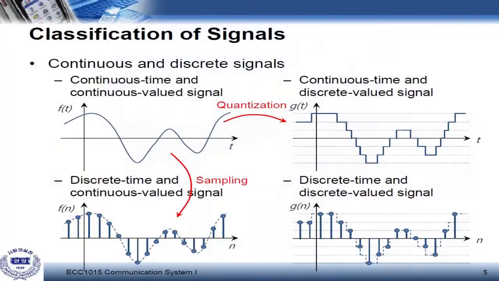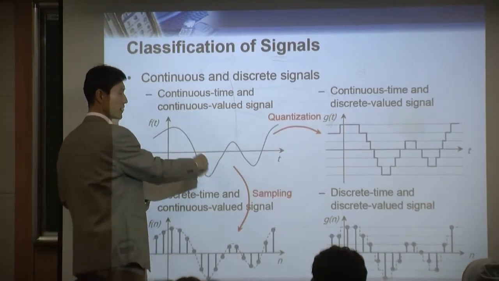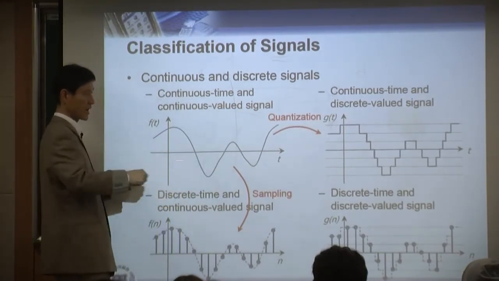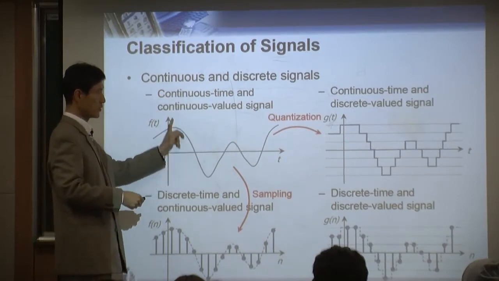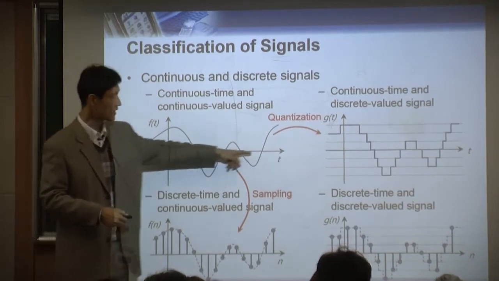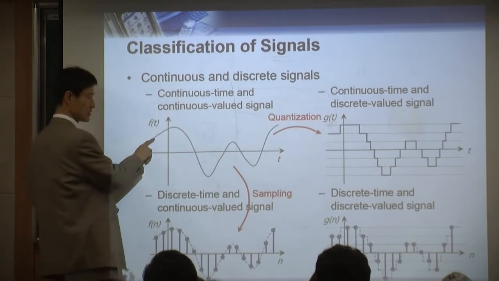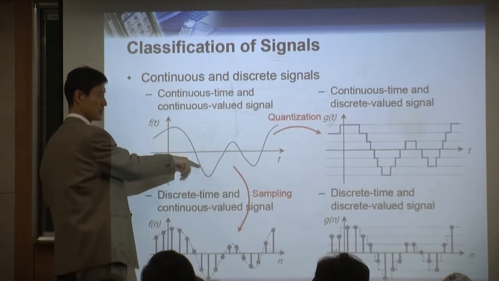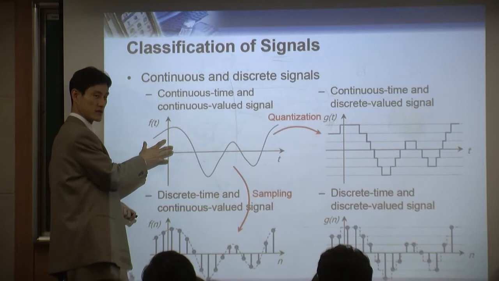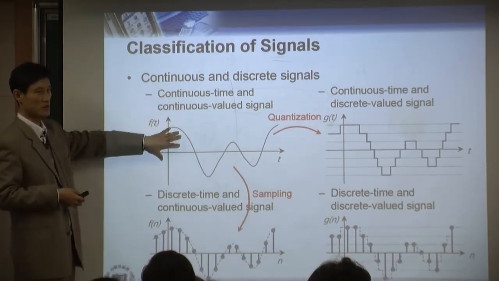Okay, continuing the classification of signals. This picture on the left top is a continuous time signal. See here, this is the time domain. Continuous time and also continuous value. On the y-axis is the value, x is time, y is value. See that, continuous time, continuous value. This is what we call analog signals. Every analog signal we see has continuous time, continuous value.